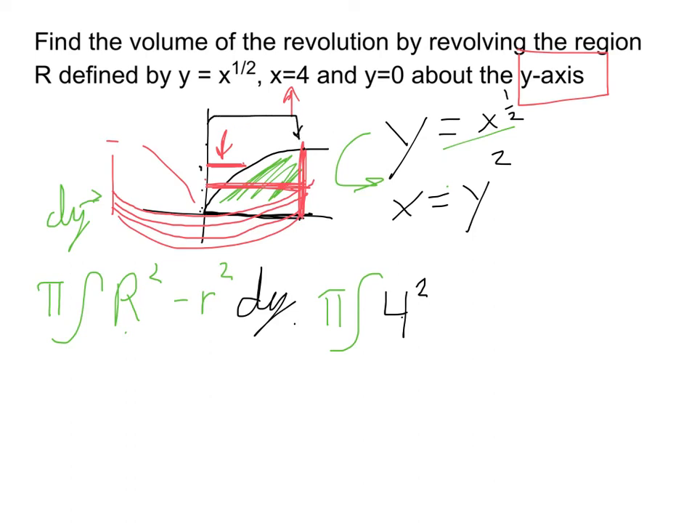So, big radius squared is 4 squared, minus, now my little radius does change, and my little radius changes in this form, x equals y squared. So, y squared is my little radius. Don't forget to square it, because you've got to do r squared. And this is with respect to y. Drop that in your calculator, and you're done with the problem.